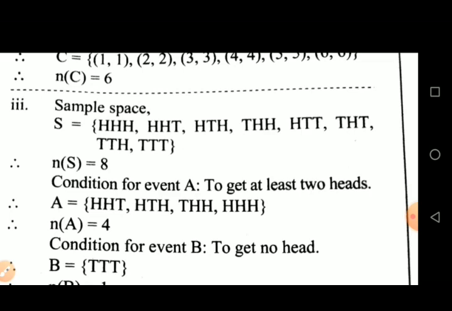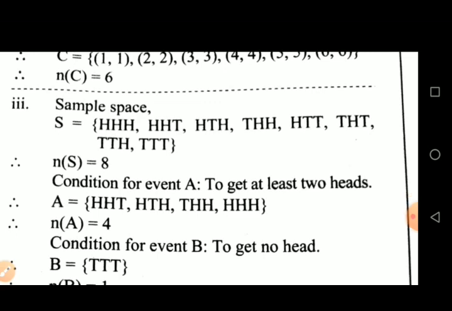Condition for event A: to get at least 2 heads. At least 2 heads means minimum 2 heads are required in the result. Now collect the sample points from the sample space in which minimum 2 heads are there. A is equal to HHT, 2 heads are here. Next HTH, 2 heads are here. THH, 2 heads are here.